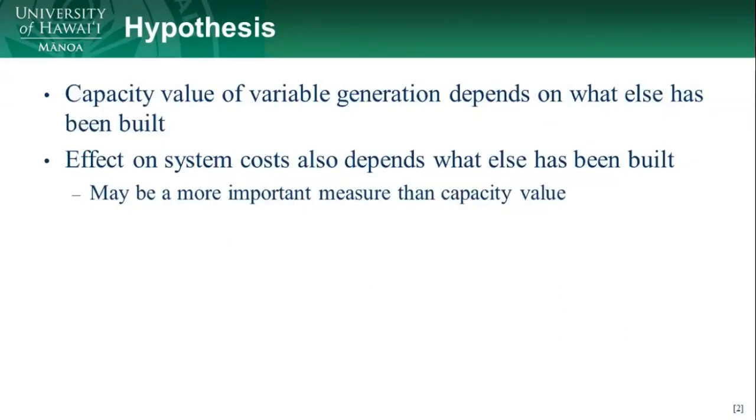Basically, I'm going to try to test and show evidence for this hypothesis that the capacity value or capacity credit that you would assign to variable generation depends on what else is in the system, so it's not a stable number. And I think because of that, it's not super useful for planning since it's not persistent based on what else you build in the system. Maybe a more important measure is how any particular resource affects the overall cost of running a reliable power system. This is really going to be a plug for, as Bethany said, every hour matters, and an approach to capacity planning that looks at full time series of production potential from renewables and how you would use other resources in the system to counterbalance those.